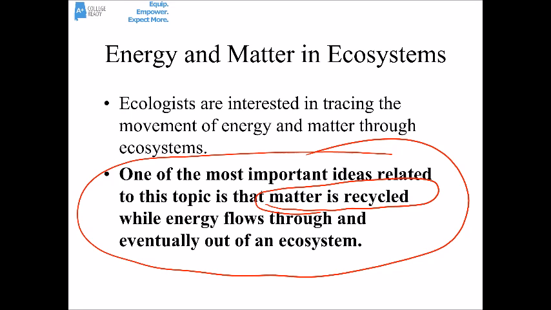But energy flows through and eventually out of an ecosystem. It usually comes in as sunlight that's captured by some kind of photosynthesizer. And ultimately, it usually leaves the ecosystem as some type of thermal energy or heat.